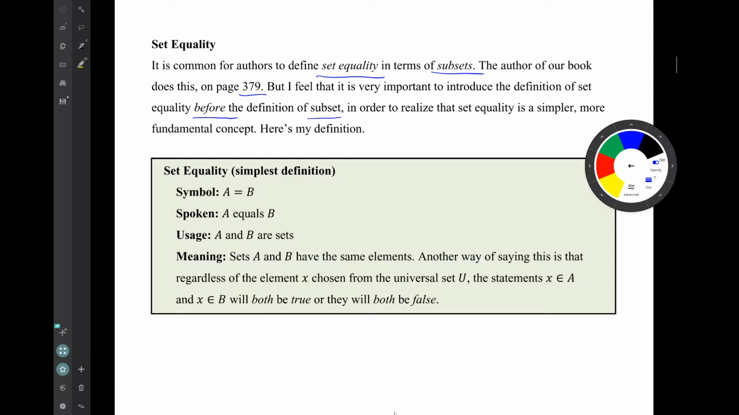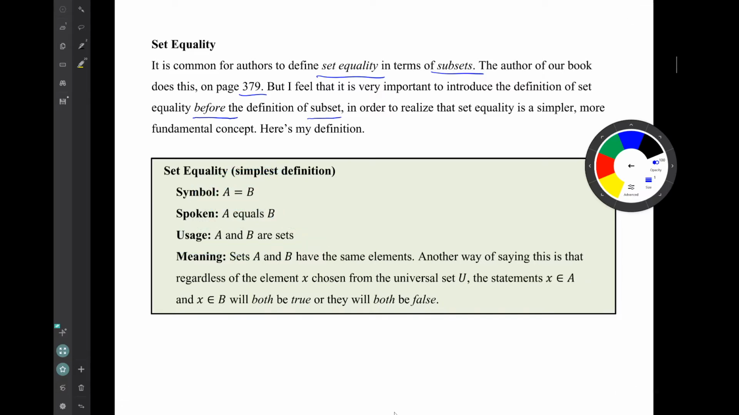Here's my definition. So this symbol is spoken A equals B, and the usage is A and B are sets. So what I mean by this idea of usage is that, of course, you've seen symbols like that before in math. X equals Y, most often in the past has referred to real numbers X and Y. So that equation, X equals Y, means something when X and Y are understood to be real numbers. But what I'm saying here is, if you write this symbol, A equals sign B, and A and B are sets, then that symbol means something different.